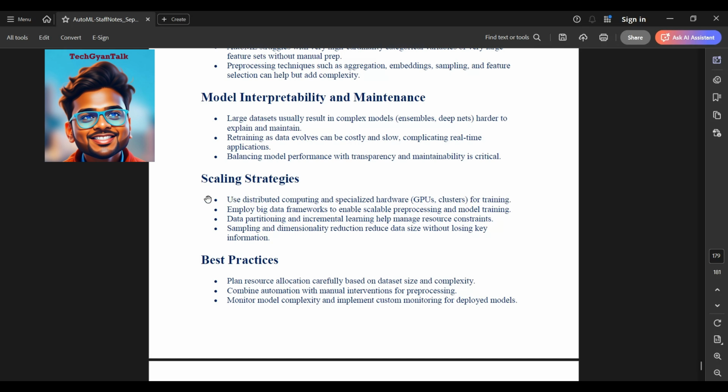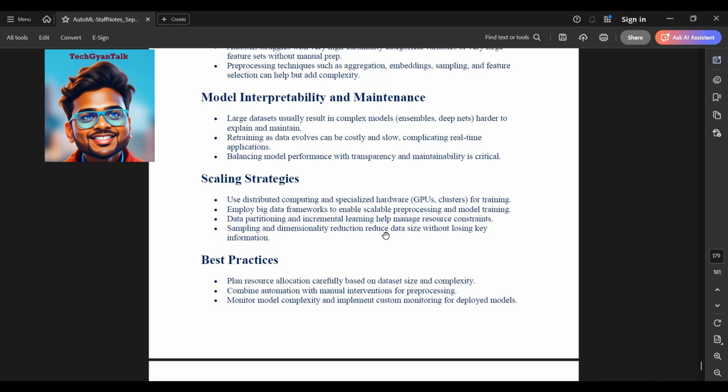And moving on to the scaling strategies: use distributed computing and specialized hardware, GPU clusters, for training. Employ big data frameworks to enable scalable pre-processing and model training, and data partitioning and incremental learning help manage resource constraints. Sampling and dimensionality reduction reduce data size without losing key information.